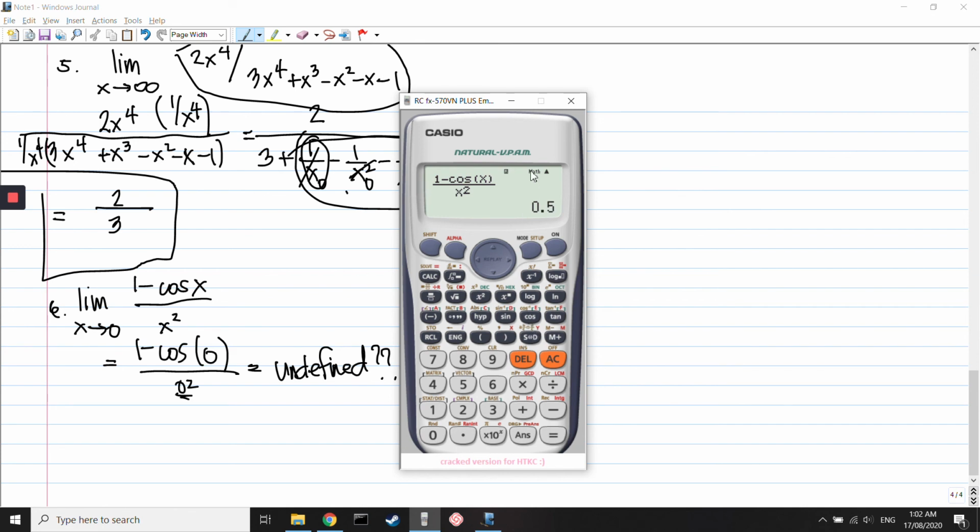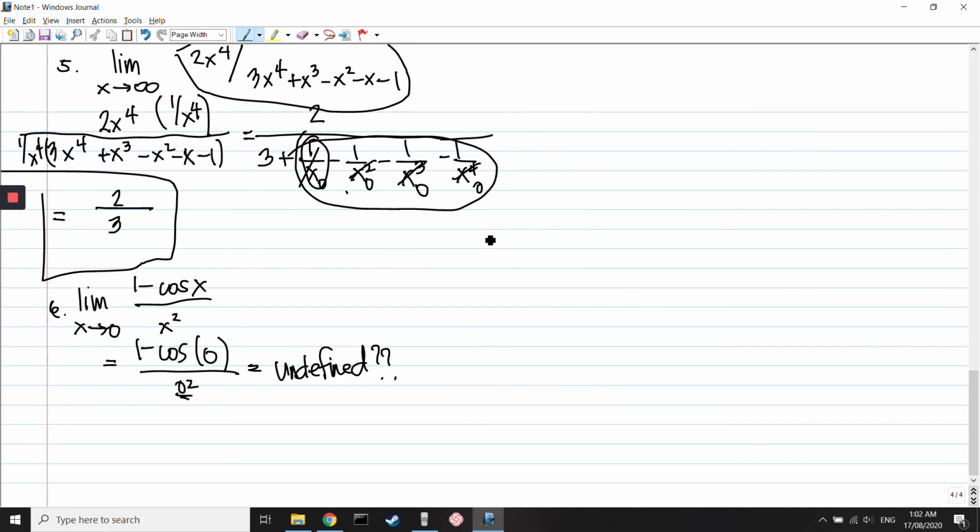Thus its limit is not undefined. Therefore, the limit of this equation as x approaches 0 is equal to 0.5 or 1/2.